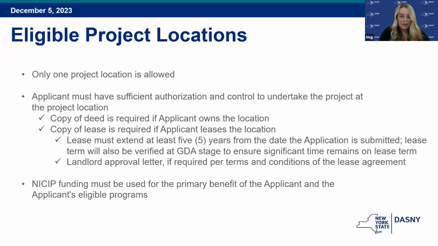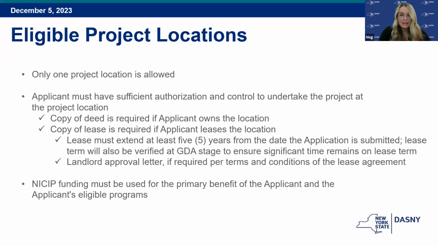Site control is required to prove that the applicant has sufficient authorization and control to undertake the project at the project location. To determine this, applicants will be asked to provide a copy of the deed or lease that's under the applicant's legal name on file with the Department of State and IRS. If the applicant owns the location, they will need to provide a copy of their deed. If they lease the location, then they will need to provide a copy of their lease agreement.